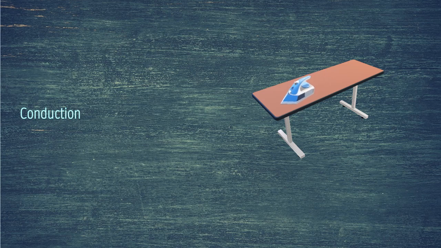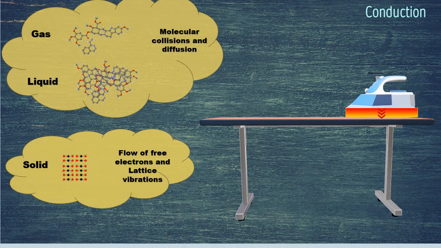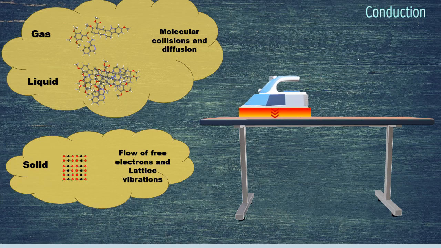Conduction involves the transmission of energy from higher energy particles to neighboring lower energy particles through particle interactions. It occurs in solids, liquids, and gases. In gases and liquids, conduction results from collisions and diffusion of molecules during their random movement. In solids, it arises from the combination of molecular vibrations within a lattice and the transfer of energy through free electrons.